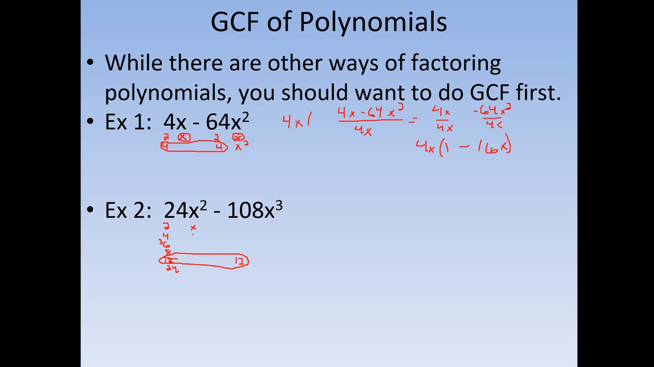This can be x or x squared. This is x squared, x cubed. So the x squareds are the common factors. So that means our greatest common factor here is going to be 12x squared. And then again, we take the expression and divide both terms by 12x squared.